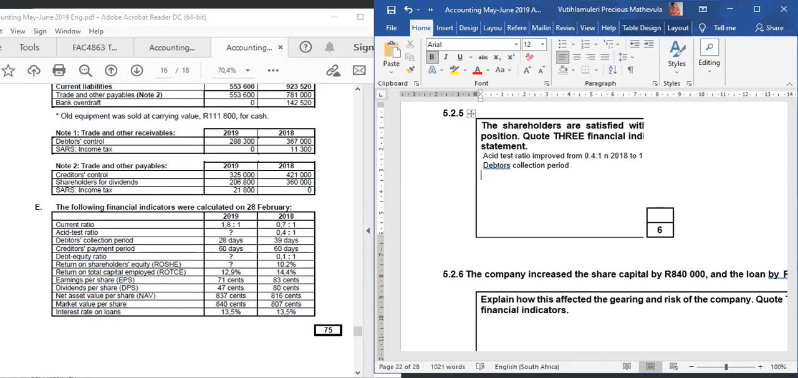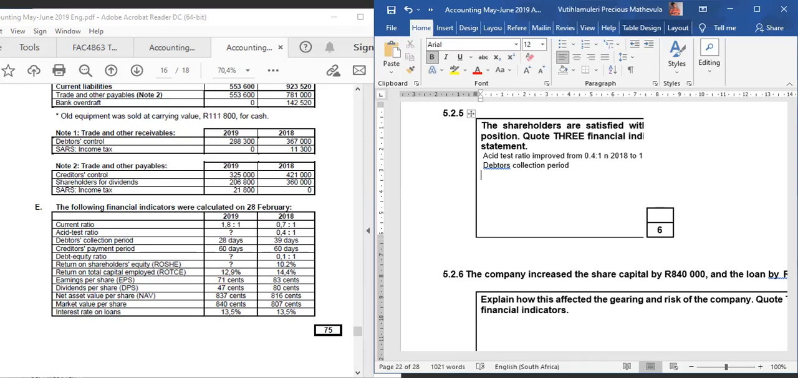Okay, I'm sorry. So the debtors collection period also improved because we want our debtors to pay us as fast as they can. In 2018 it was 39 days, and right now in 2019, it's 28 days, right? We're also going to incorporate the current ratio. The current ratio was 0.7:1 in 2018. It also improved to 1.8:1 in 2019, which means that right now we are in a better position than we were last year.